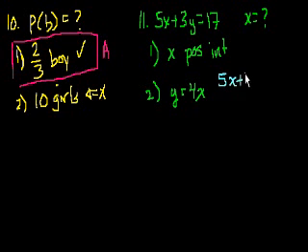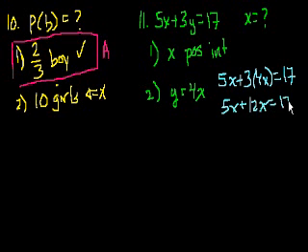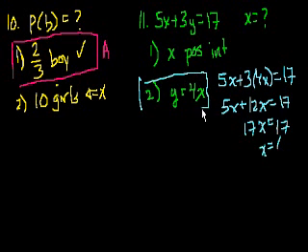So 5x plus 3 times y, well, y is equal to 4x, is equal to 17. So you get 5x plus 12x is equal to 17, or 17x is equal to 17. X is equal to 1. So all you needed was statement 2, and statement 1 was fairly useless. So that is B. Statement 2 alone is sufficient, but statement 1 alone is not sufficient.